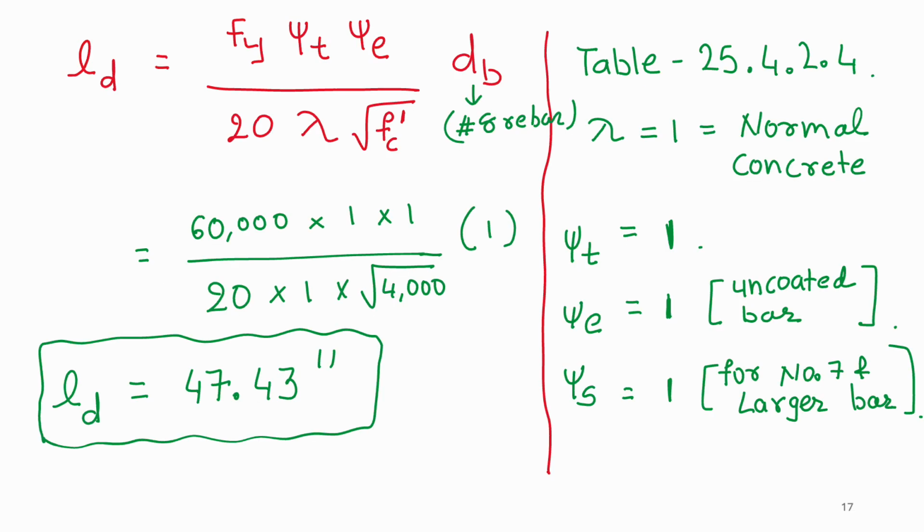So now to determine what is the development length, using the equation given in table 25.4.2.4, we have normal concrete 4000 psi, that means our lambda is 1. For yielding stress, it is given for us 60,000, and Ct is 1, Ce for uncoated bar is 1, and when we plug our values in the equation, we'll obtain that our development length is 47.43 inch.